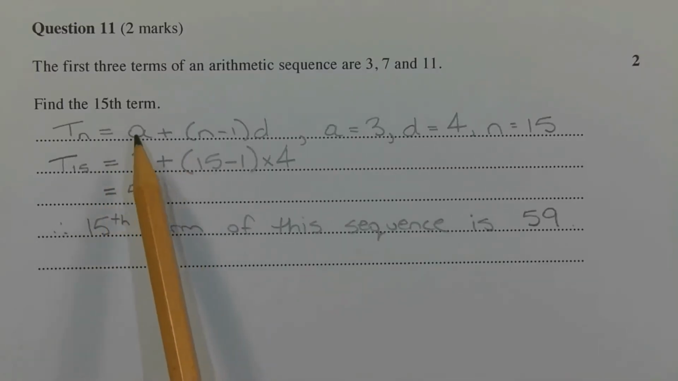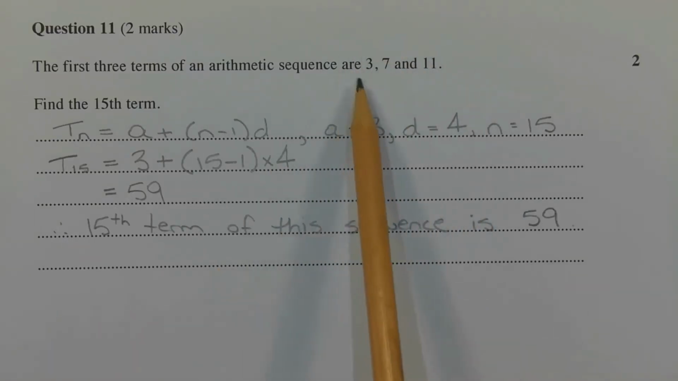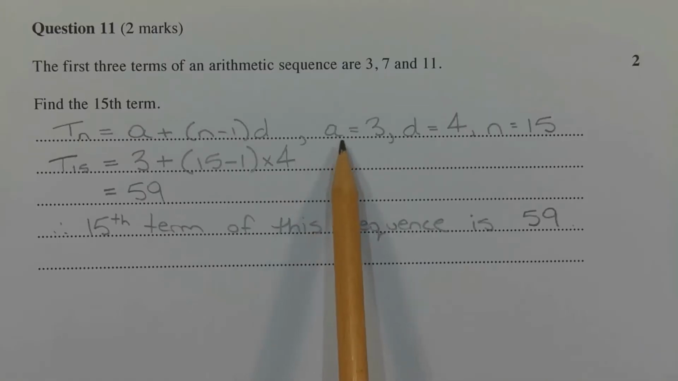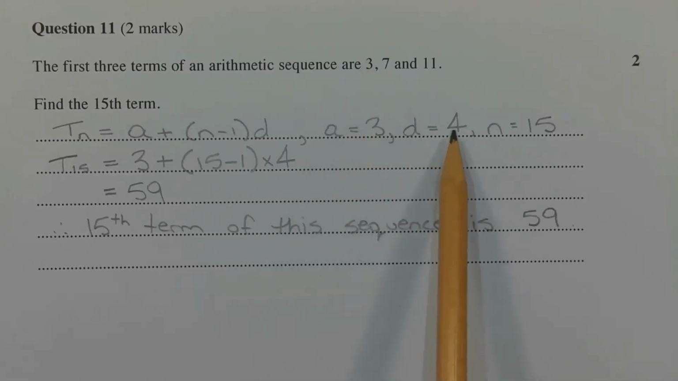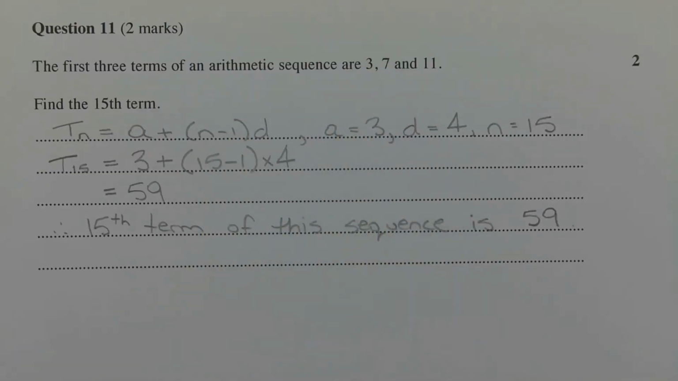So in this formula, A represents the value of the first term and D represents the value of the common difference, or the difference between any 2 successive terms. So in this particular arithmetic sequence, the first term A is equal to 3, and the common difference can be found by subtracting one term from the term immediately after. So in this case, 7 minus 3 is 4, or 11 minus 7 is also 4. And the value of n is 15, since we want to find the 15th term in this sequence.